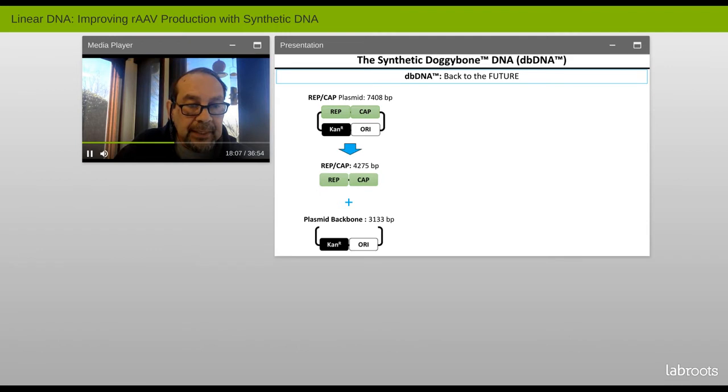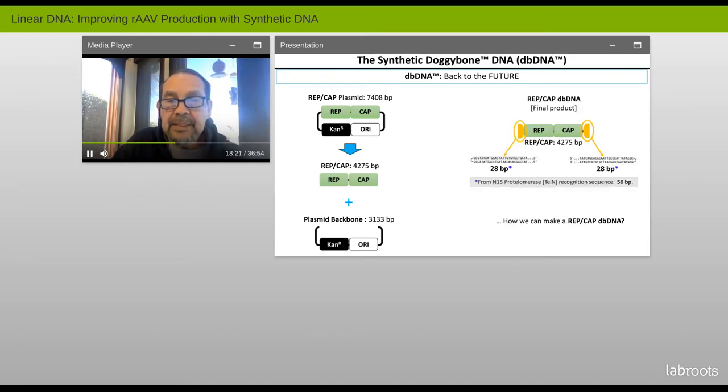You also see that when you resolve the rep and cap plasmid, about 4,000 nucleotides are represented by the rep and cap gene, and about 3,000 come from the plasmid backbone. If you advance, you'll see that today there has been an innovation in the technology where one can add a telomerase sequence at the end of the AAV ITRs, and as a recognition of the sequence by a phage polymerase, one's able to, again, surgically remove the plasmid backbone from the AAV sequences of interest.